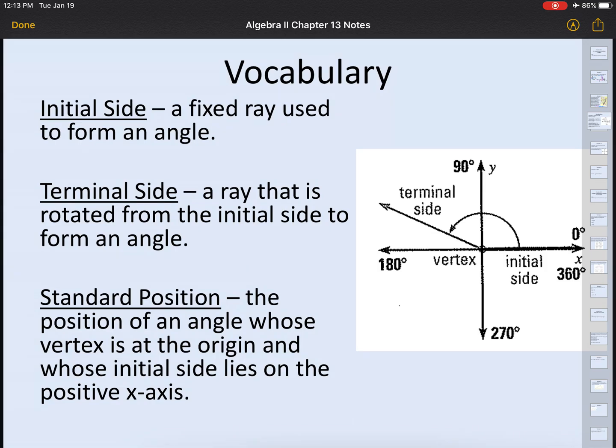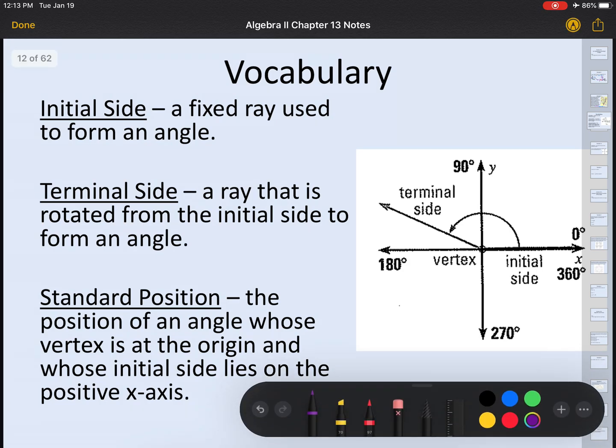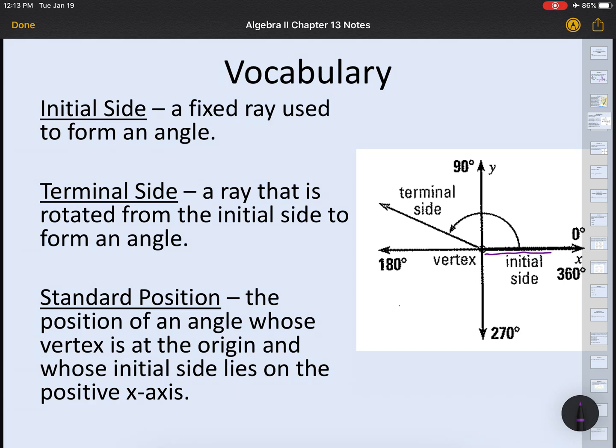An initial side is a fixed ray used to form an angle. It's always going to be stationed already on the x-axis, on the positive side. The terminal side, though, is the one that swings around. Think of a minute hand on a clock, or the second hand that goes all the way around. The terminal side is a ray that is rotated from the initial side to form an angle.